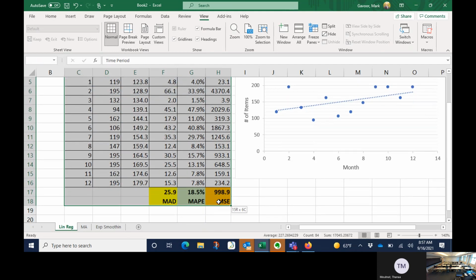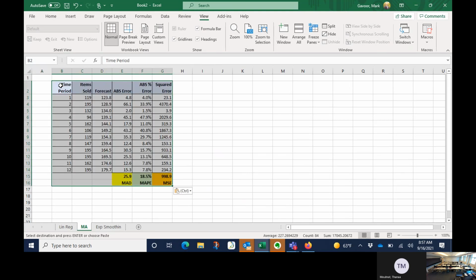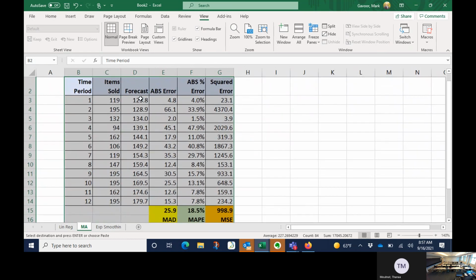Why am I copying the whole thing and not just the data? You'll see in a minute. I could do copy, Control C. I can go over here to the moving average one, and now I'm putting it in a different place, but I'm going to say Control V, and I can make it bigger again so you can see it. But it's still a regression forecast, and I want to use moving average, don't I?